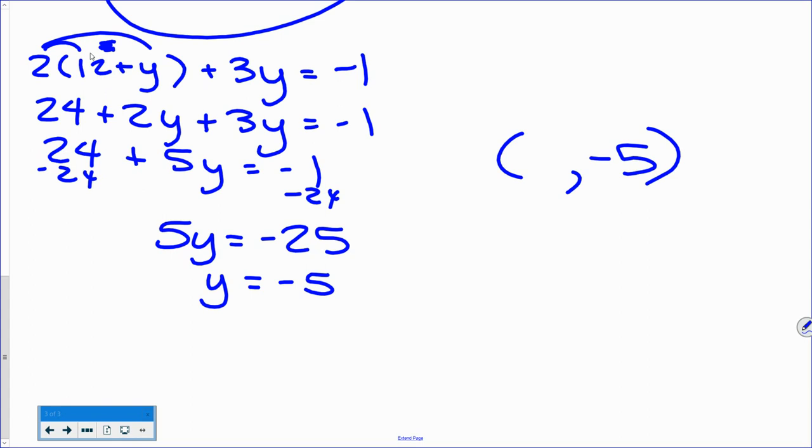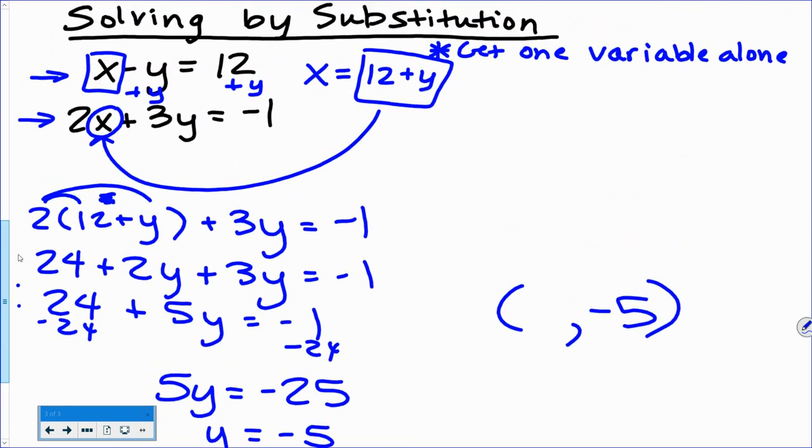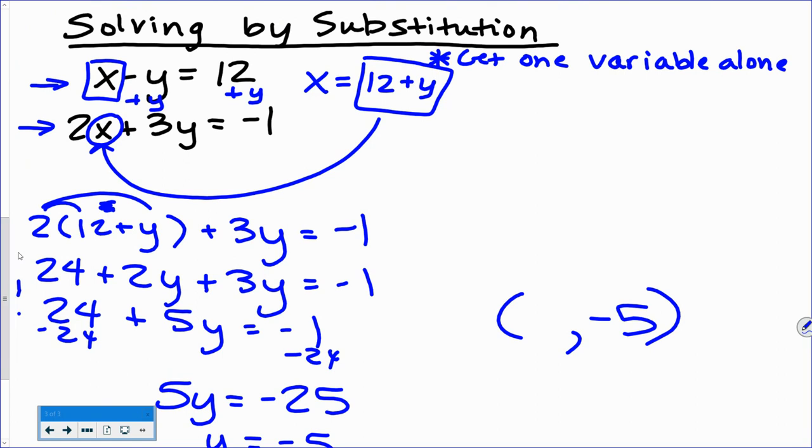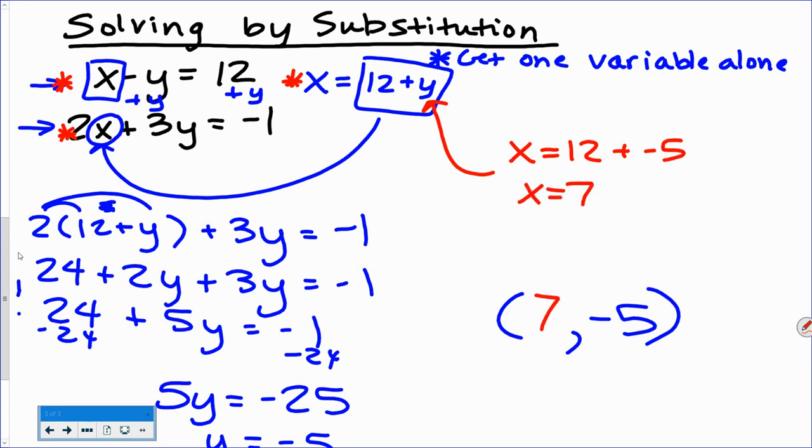All right, so I'm going to take my -5 for y, and I'm going to go back to my equations from the start, and I'm going to plug in -5 in place of the y. You can use this equation, or this equation. If I did substitution, I typically plug it in right here, because then I'd have x equals 12 plus a -5, so I know x is 7. It'll work in any of the equations, but that one I can kind of quickly do in my head. And then I've got my solution.